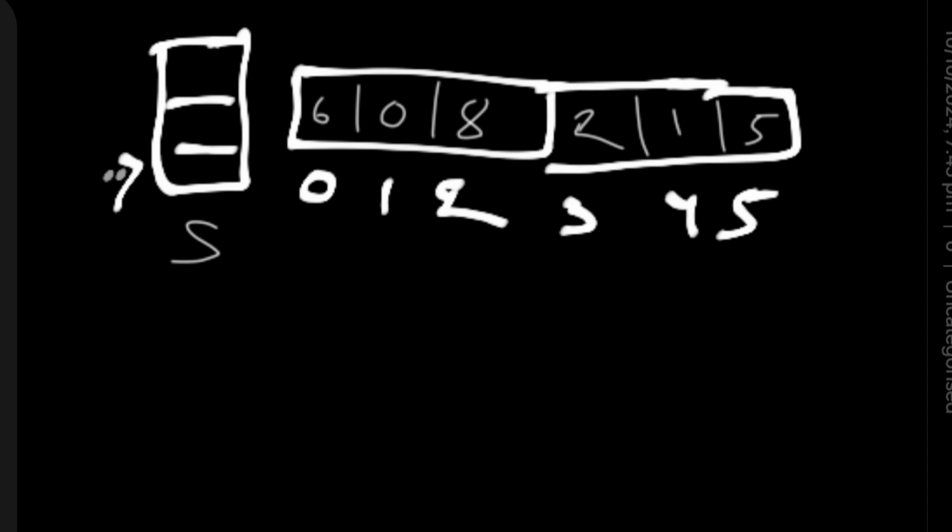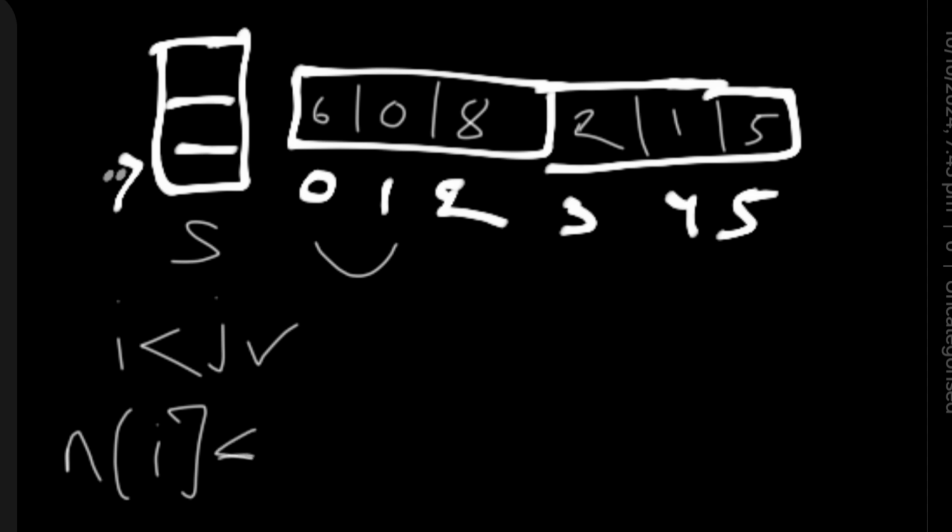I will be solving this problem using a stack. Let us consider a stack that is initially empty. Initially the pointer points here, and the peak is here, with no element. The array given in the question is 6, 0, 8, 2, 1, 5. So 6 will be checked with 0. The first condition, that i is less than j, will be satisfied. Nums of i less than or equal to nums of j, this condition will fail.